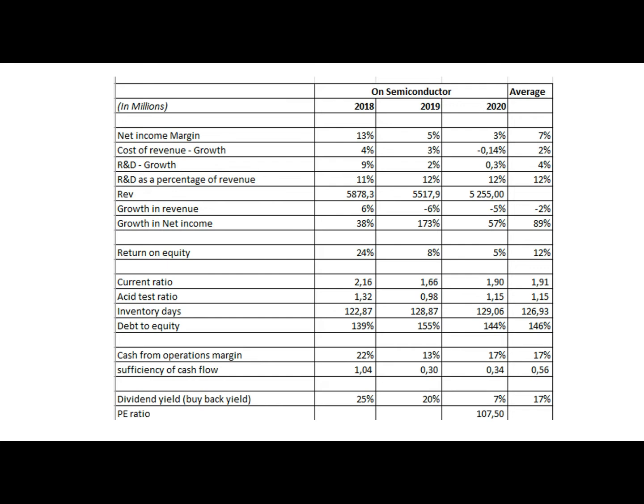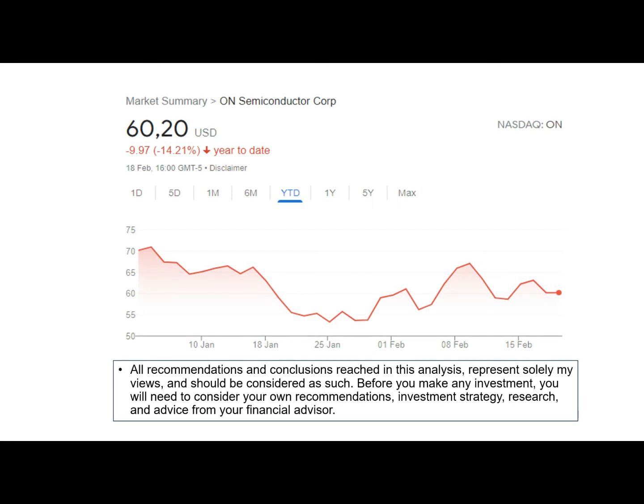So the PE is very expensive. Industry average is sitting at just over 40, and your PE ratio is just over 107. So too expensive a stock considering the performance. So for me, on Semi, nah. I mean, look again, this will be investor dependent. It's an underperforming stock. I could use my cash productively elsewhere and get better returns elsewhere.